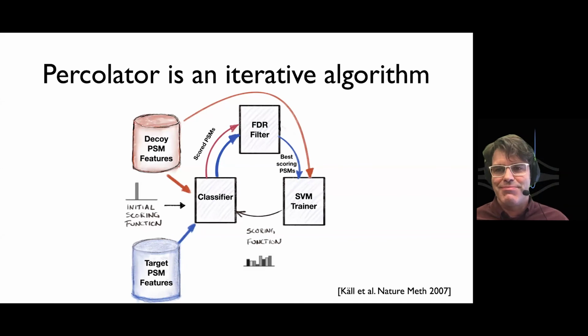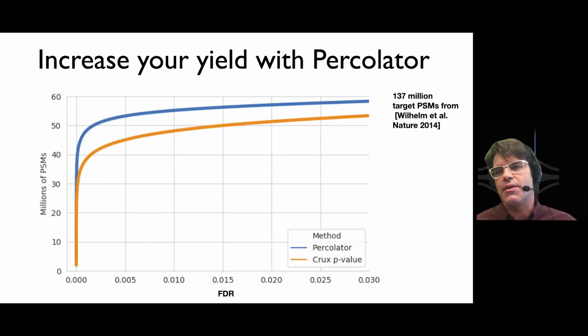So Percolator is a so-called self-trainer. It's iterative in its procedure. It takes an initial scoring function and scores target PSMs and sees which of them pass a certain false discovery rate threshold. And we then use that as a training set for an SVM trainer, a linear support vector machine trainer, which we can then forward to a new classifier, making an even better selection of a positive training set. And we do so over and over again until we converge. So this procedure gives you not just false discovery rates and other statistics, it as well increases the yield of the procedure out of shotgun proteomics.